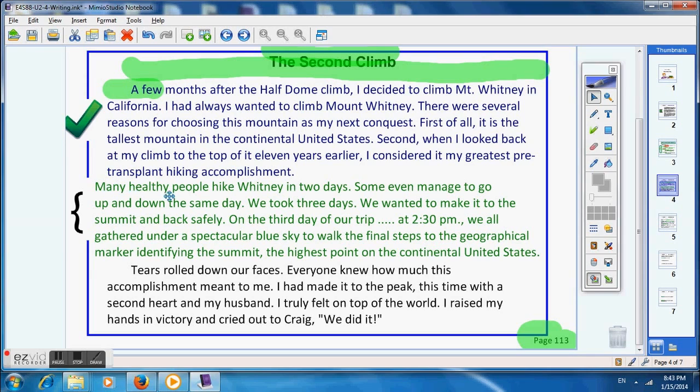You have many healthy people who hike Whitney in 2 days. Some even managed to go up and down the same day. We took 3 days. We wanted to make it to the summit and back safely. On the third day of our trip, at 2:30, we all gathered under a spectacular blue sky to walk the final steps to the geographical marker identifying the summit, the highest point on the continental United States.